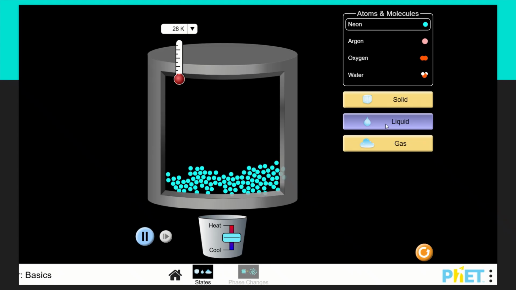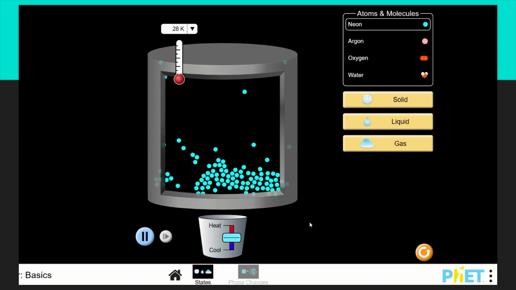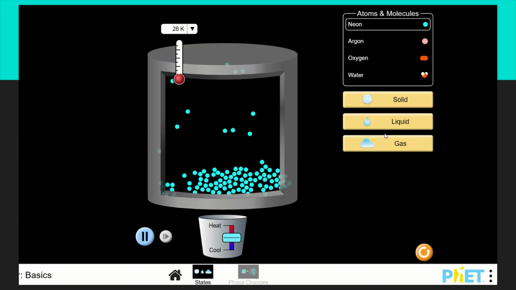If we look at a liquid, we can see that the particles now have more freedom to move. They slide past each other, they bump into each other a little more, and they have a little more activity to them. The particles are moving faster. Now you'll notice that we just had one particle escape. That is evaporation. So when they get enough energy by bumping into each other that they can actually leave the surface, we call that evaporation. If we add a little more heat to it, more of them will evaporate. If we were to cool it down, less of them would evaporate or more would condense.